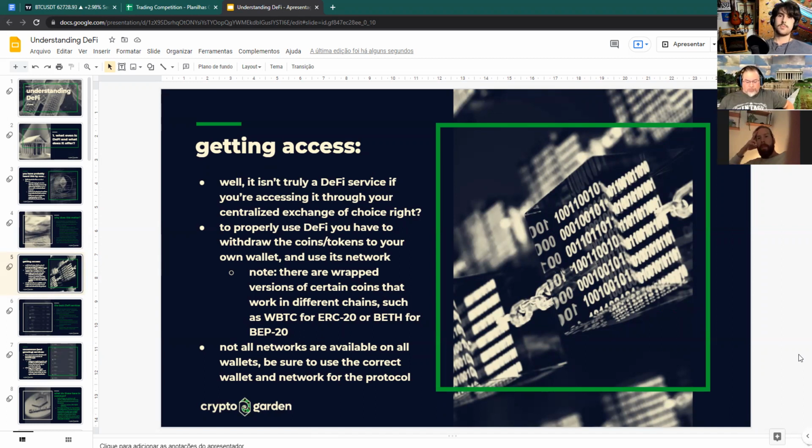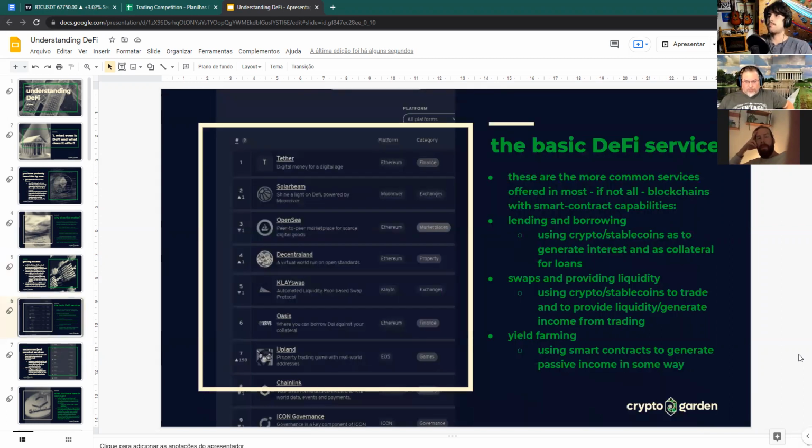Okay, so what are the most basic DeFi services? These are the most common services offered in most, if not all, blockchains with smart contract capabilities. Of course, there are some really recent blockchains that have had relatively recent smart contract capabilities, such as Cardano, and it doesn't offer these things yet, but it will, and there are many projects already being developed for it. But these are the most basic services.